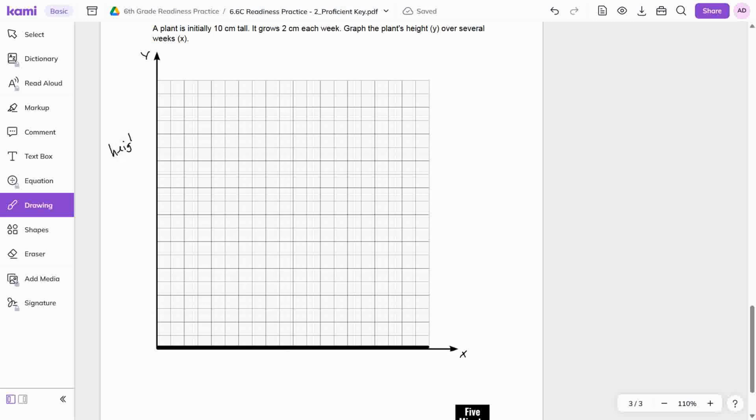So let's label these. And then let's do weeks right here. Now, we have that constant. We have another constant in there. We've got 10 centimeters. All right, so our x is going to be weeks. But it says it is initially 10 centimeters tall. So you know what that means? At 0 weeks, before it grew, we can say initial height is going to be that constant of 10. And then what is our total height? And that's going to be our y, total height.